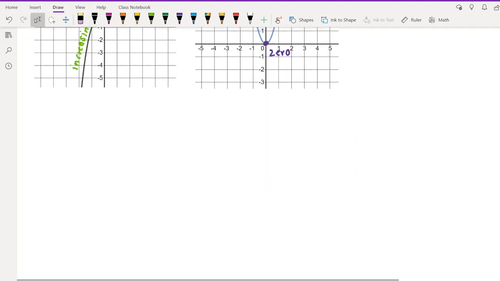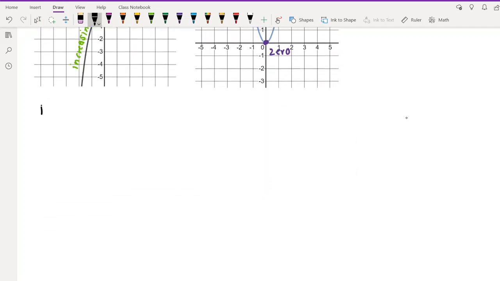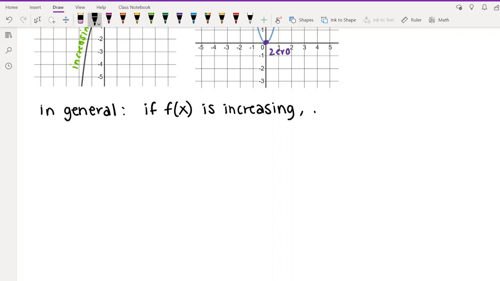So I want to write down that fact in general, and this is going to be a really important fact to know about derivatives, and it's something that we'll come back to in more depth later in the quarter. So if f(x) is increasing, the derivative f'(x) is greater than 0. And again, when I say greater than 0, this means it lies above the x-axis.